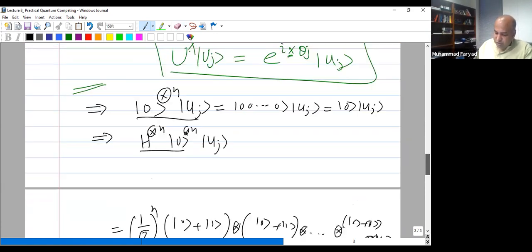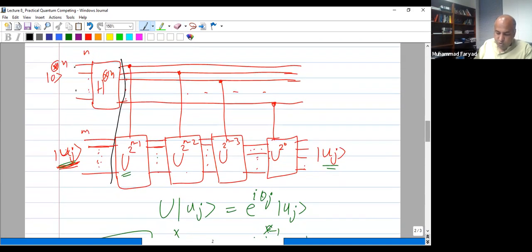This part is essentially this output here, because Hadamard on each 0 qubit will give us plus state here, plus state here, plus state here, all the way to here. And on the other side, I still have this u j state. Now let's see how this first unitary operation works. So this operation is essentially applied only on u j, but it's being controlled by this qubit.